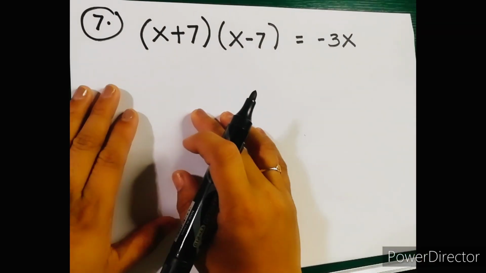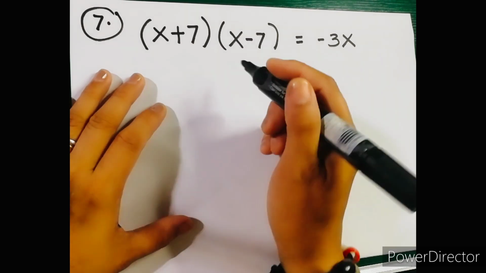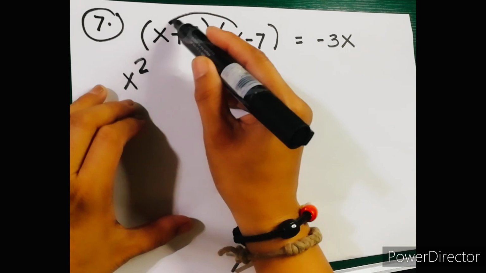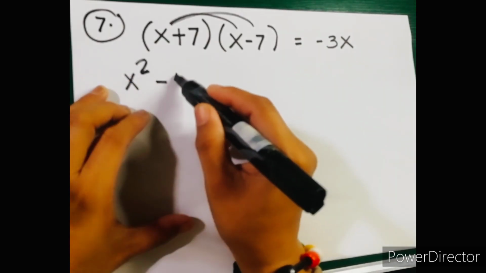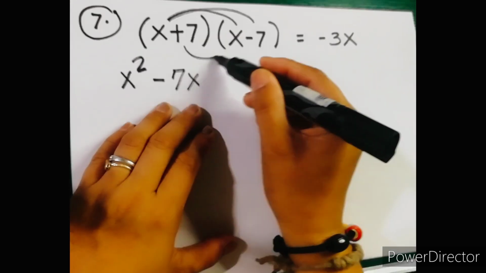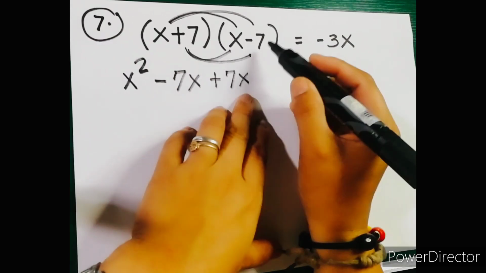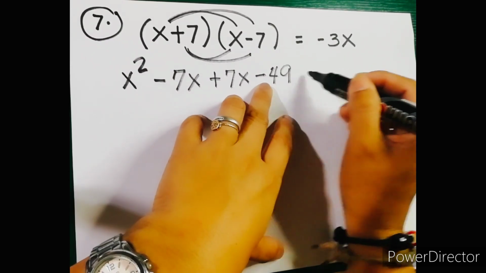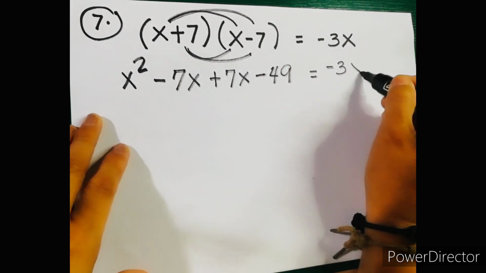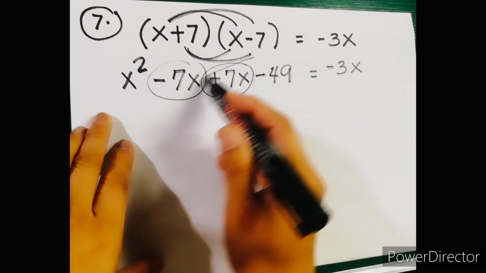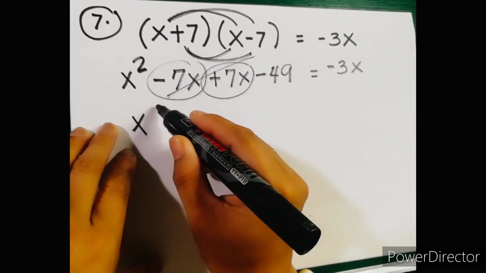For our last example, number 7, we will apply the FOIL method. So we have x times x is x squared. x times negative 7 is negative 7x. And then positive 7 times x is positive 7x. Positive 7 times negative 7 is negative 49, equal to negative 3x. As you can see, we have like terms already.